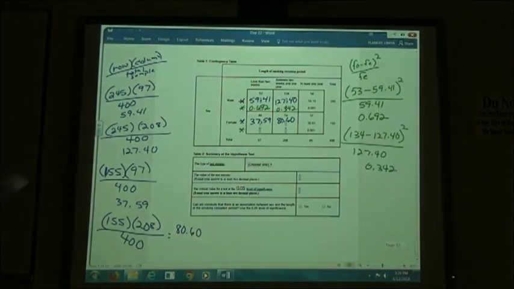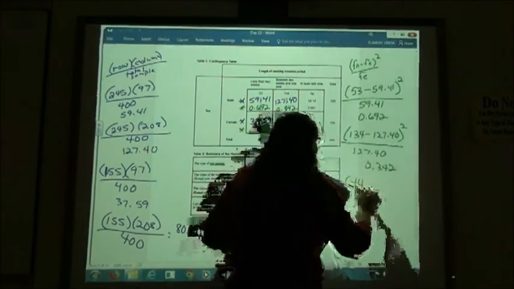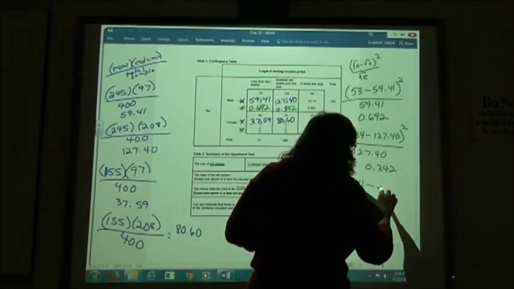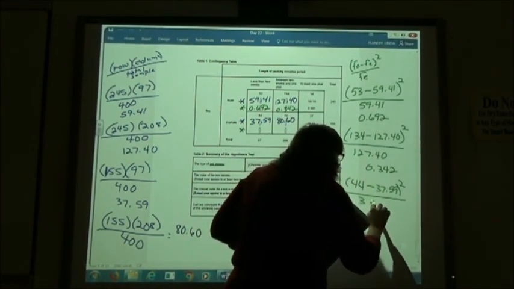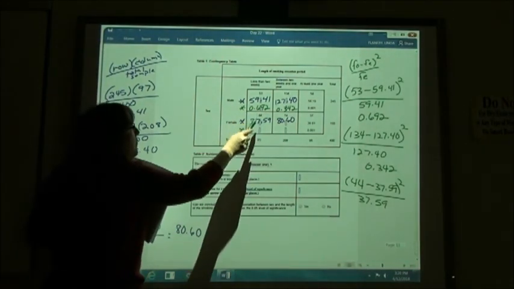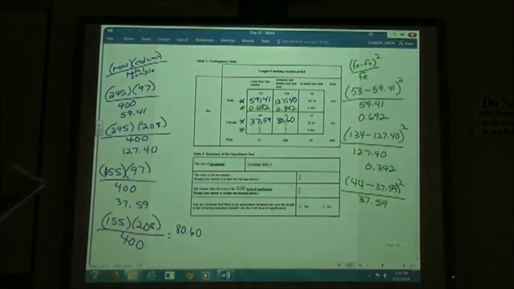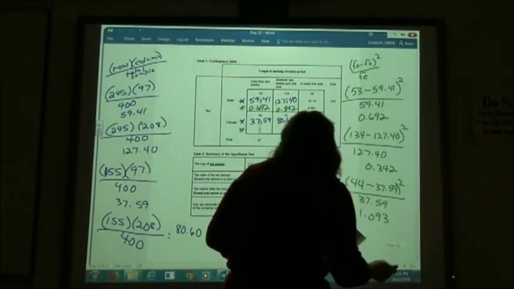The next one. Our observed is 44. So 44 minus the expected of 37.59 squared divided by our 37.59. The observed minus the expected squared divided by the expected. So 44 minus 37.59, square that, and then divide by 37.59. You should get 1.093.